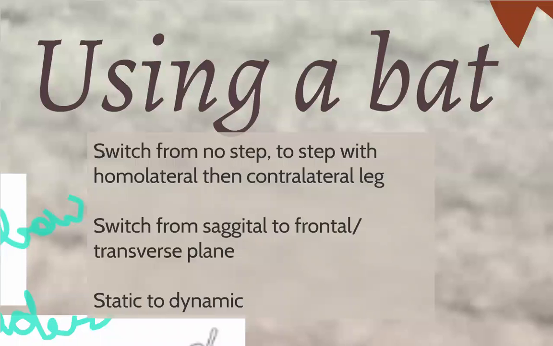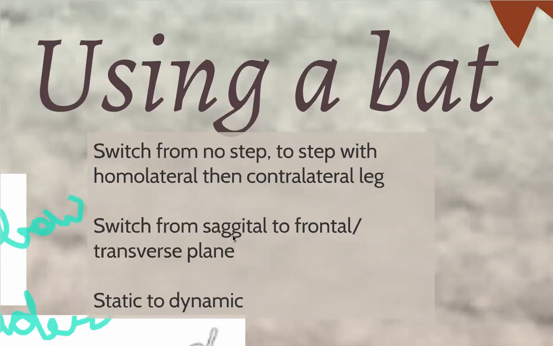Since batting may be one of the first things that comes to mind when you think about striking, we'll start with that. One of the things you'll see from early to late development with using a bat is a switch from no step to a step with the homolateral. That means the same side. So whatever side you're throwing with, if you throw with your right arm, you're stepping with your right foot. That's homolateral, same side. And contralateral literally means opposite side. So if you were throwing with your right arm, you would step with your left leg. So switching from no step all the way to stepping with the opposite foot.